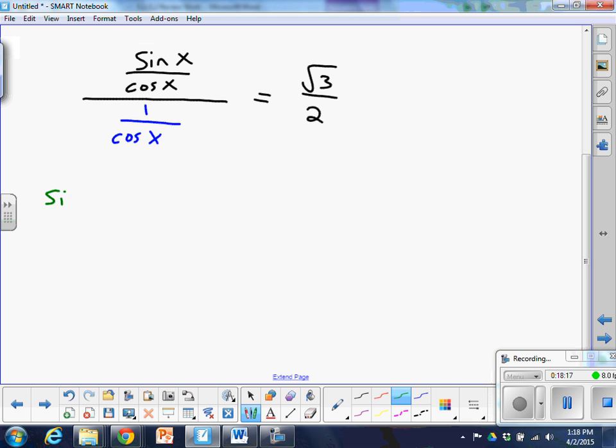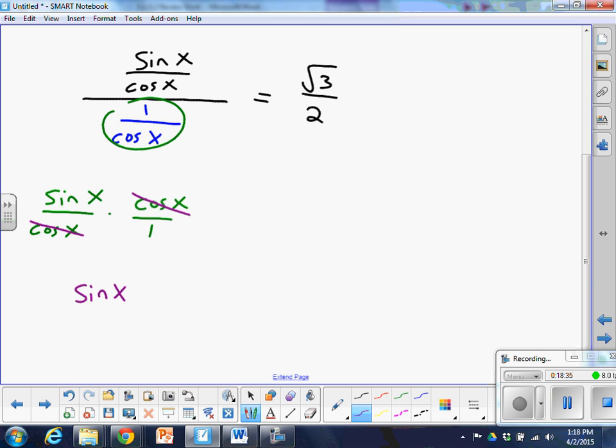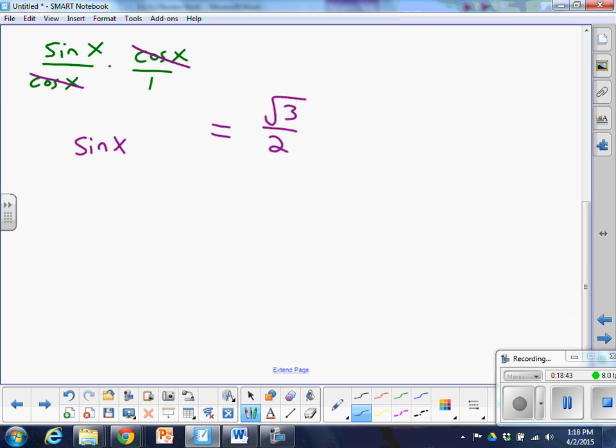So I'll keep sine of x over cosine x times the reciprocal of this guy. Okay, and we can see again, since it's all multiplication, we are able to cancel factors now. Cosine x over cosine x is 1. So this is sine of x, and the other side of the equation was root 3 over 2. So we have to figure out what x values have a sine of root 3 over 2.